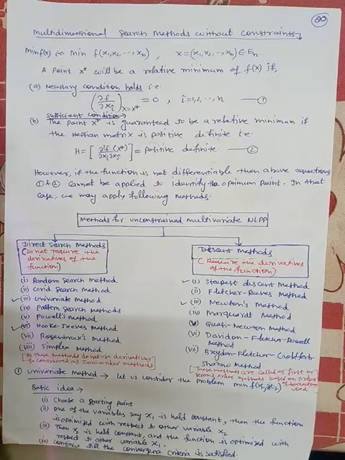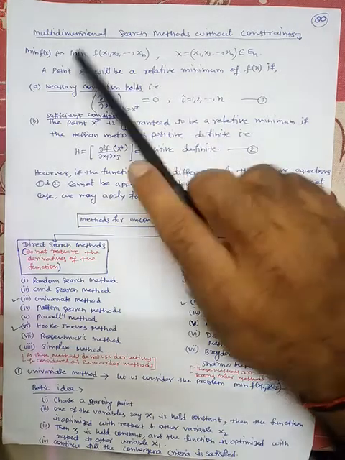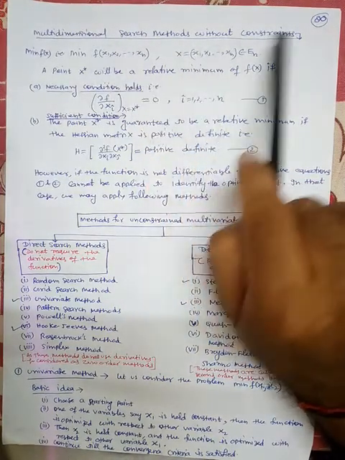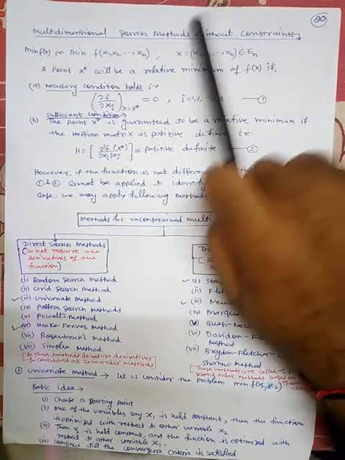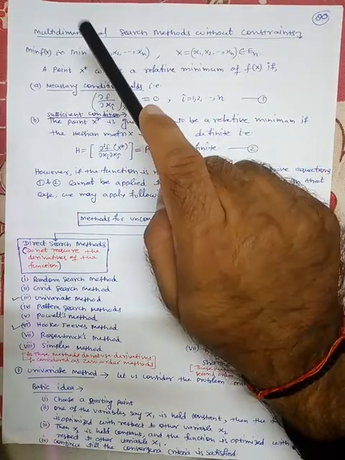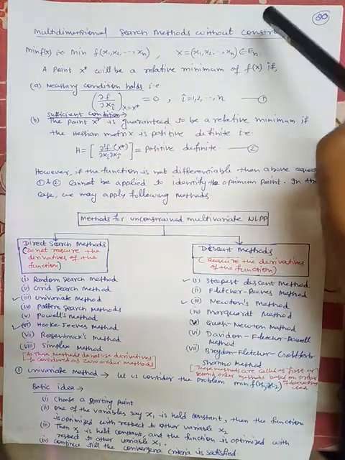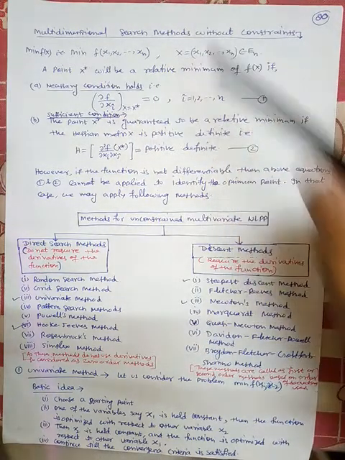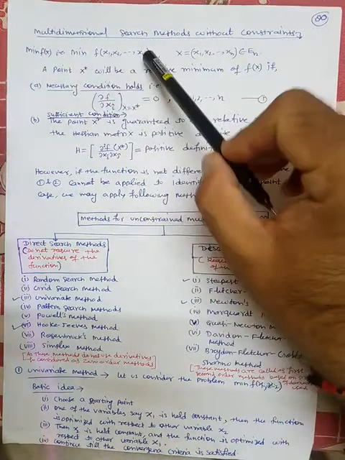Students, in this video, we will discuss unconstrained optimization, that means optimization without constraint, with multidimensional variables. In previous videos, we have discussed unconstrained optimization with a single variable problem, that means in single dimension. Here we have multi-dimension.